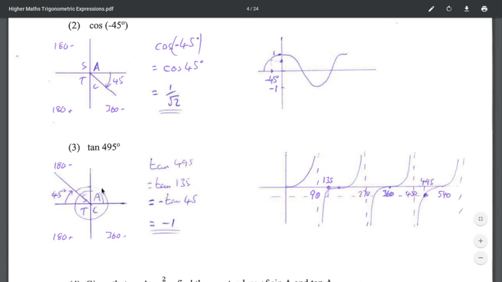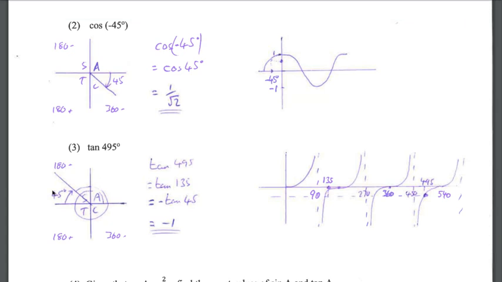So is tan positive in this quadrant? No, it's not. Only sine is positive. And this is the quadrant where we use 180 minus to calculate it. So tan of 135 is the same as the negative tan of 45, because I need to count back 45 degrees from the x-axis to get to the line here. So the tan of 135 is the same as a negative tan of 45, which is -1.